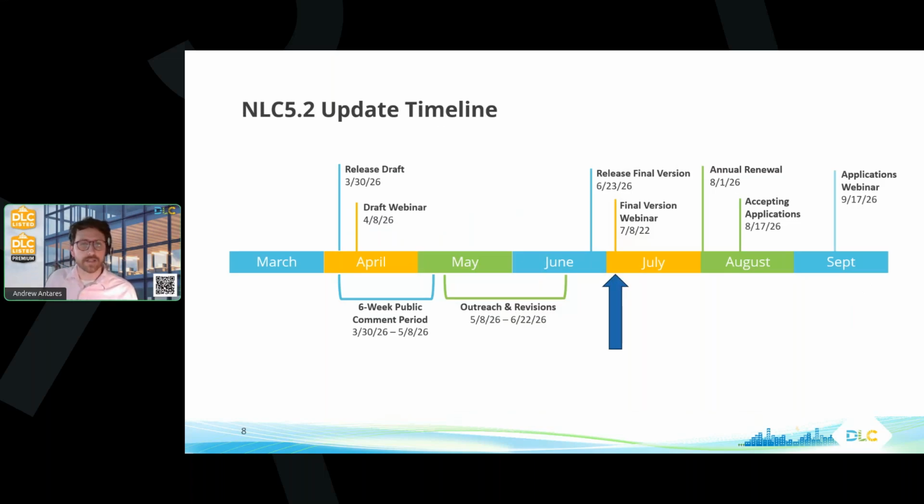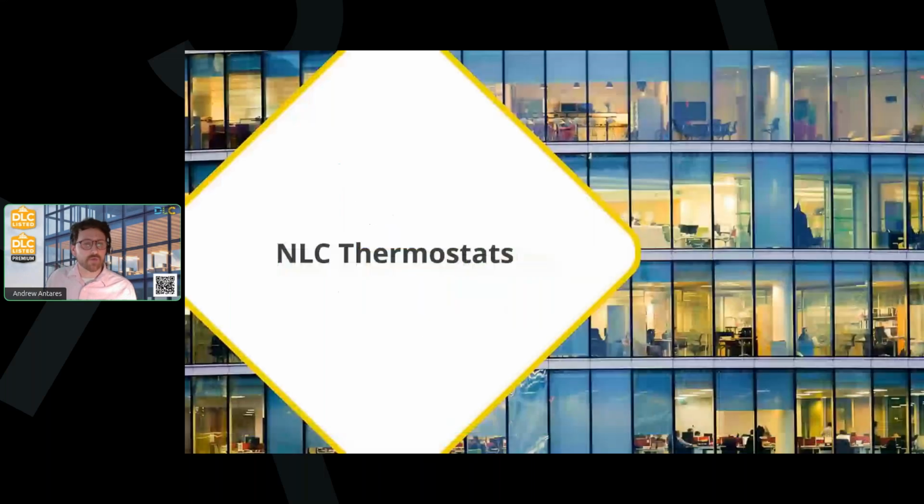Here's a look at the update timeline. So we're here today in July at the final release webinar. Annual renewals begin on the 1st of August, and we start accepting applications to 5.2 on August 17th. And we will be having another webinar specifically focused on applications on September 17th. So any questions on how applications are going to work, we recommend you hold until that webinar because we won't be answering those today. So with that, I'm going to hand things over to Levin.